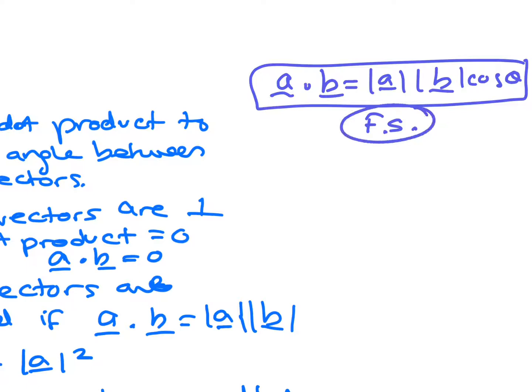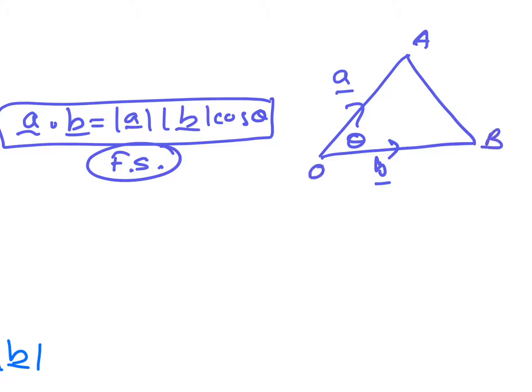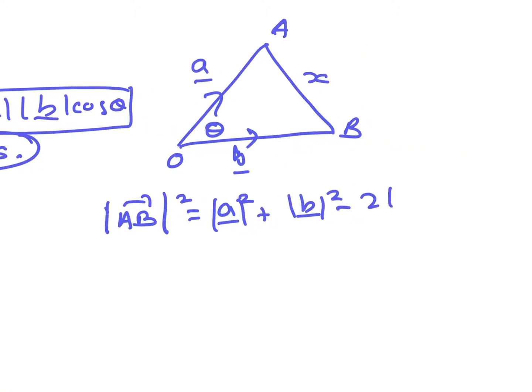Now, to actually prove that, what we do is we just use a triangle. We put an angle between them. We call that A and we call that B. Now, I'll call that big A, big B, and O. So if I use the cosine rule, that means that the magnitude of AB squared will equal A squared in magnitude plus B squared in magnitude minus 2 times AB cos theta.